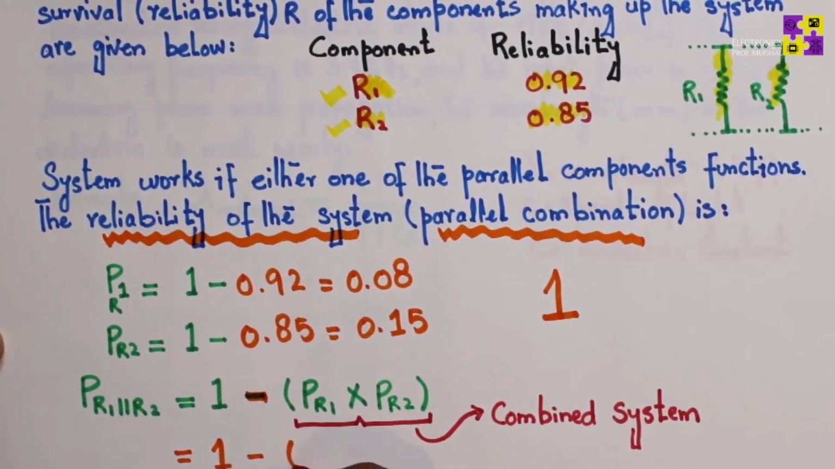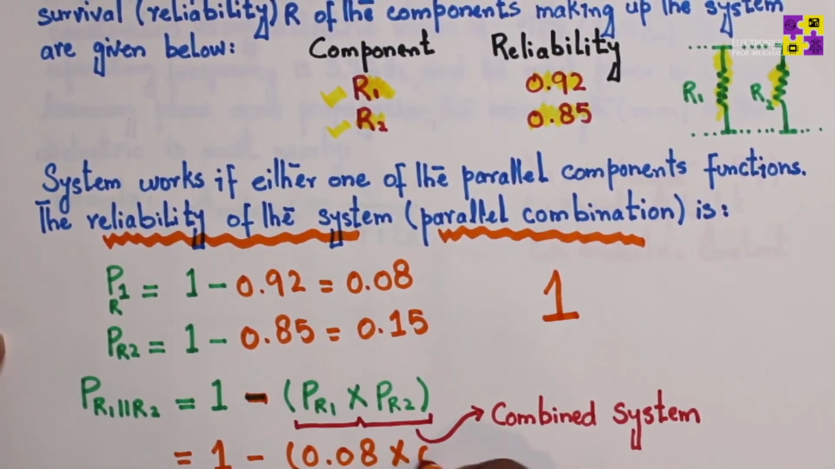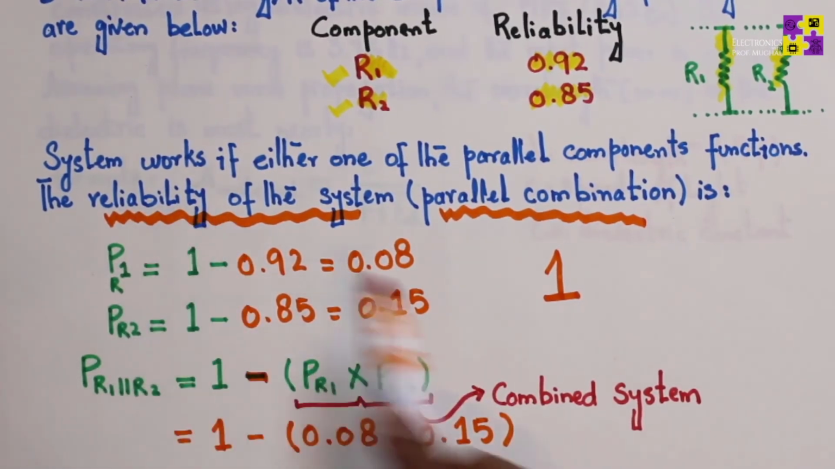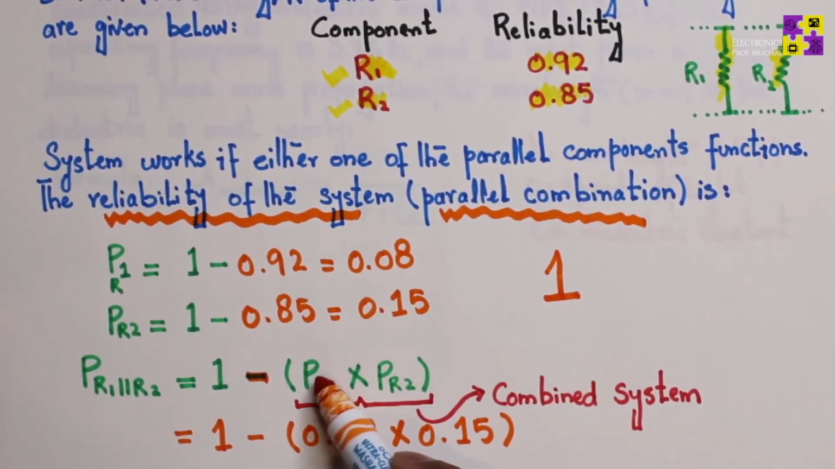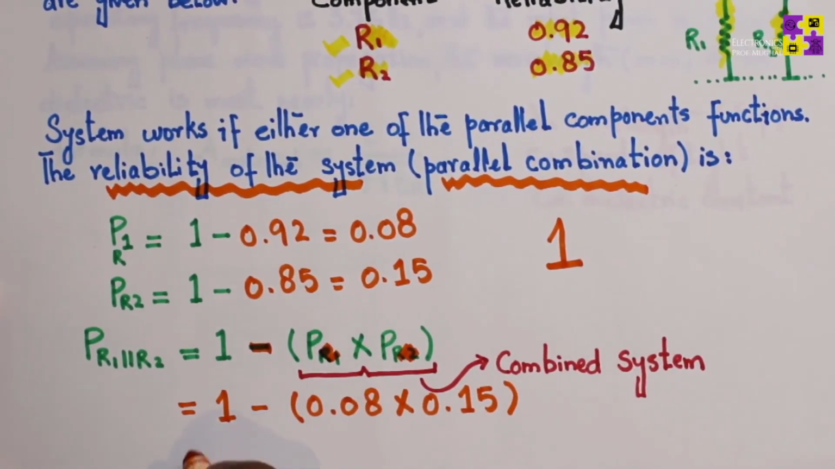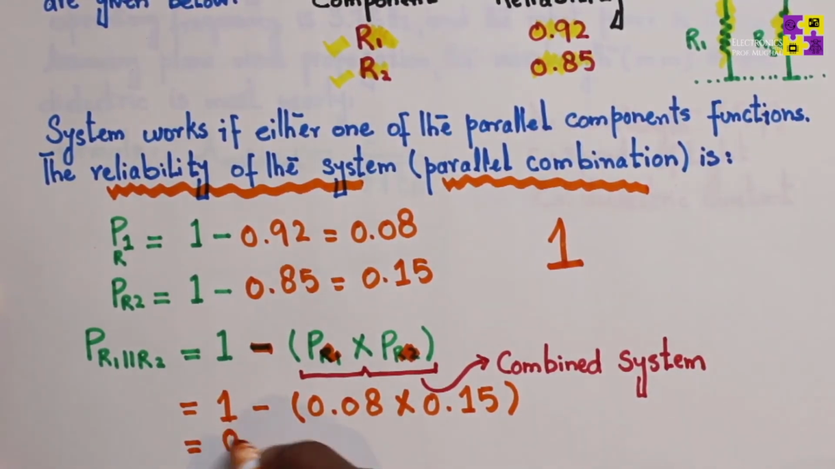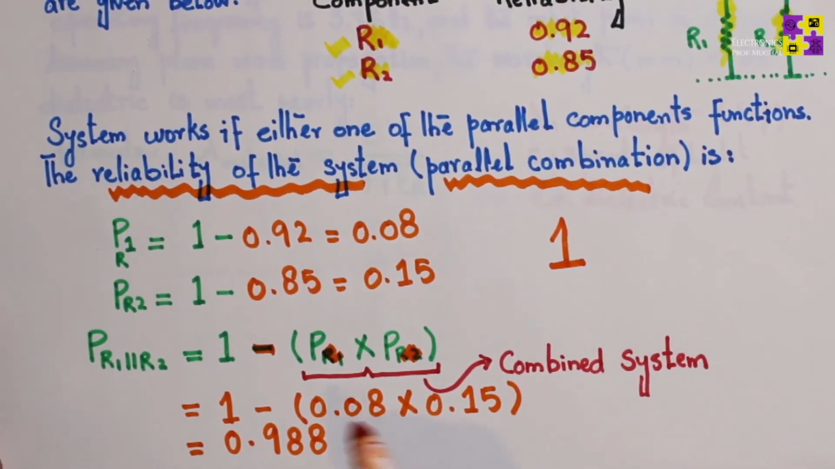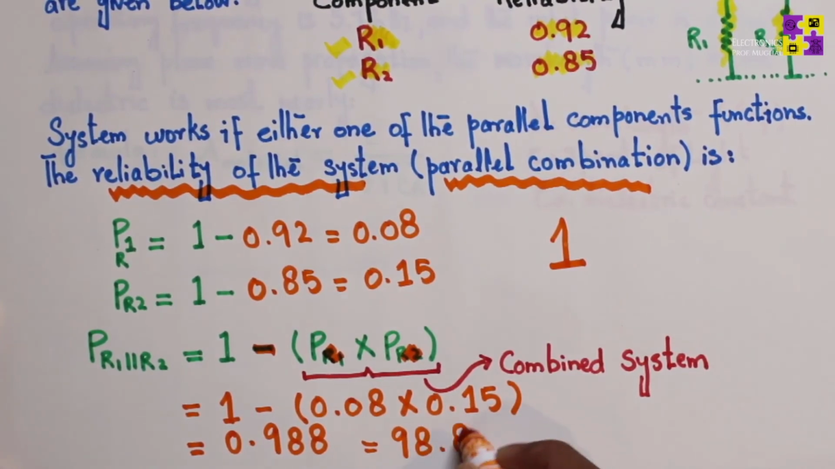So let's plug in the values here. 1 minus 0.08 times 0.15. The reason we are taking a product here is because we want to find the reliability of the combined system, which is a combination of R1 and R2, correct? If you do the math here, you will get 0.988. So the reliability of the system is extremely high, 0.988. It can also be written as 98.8%, extremely high.